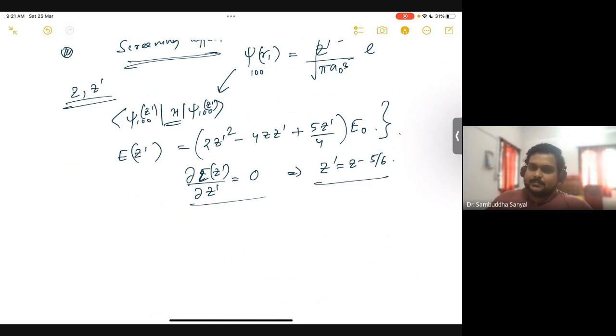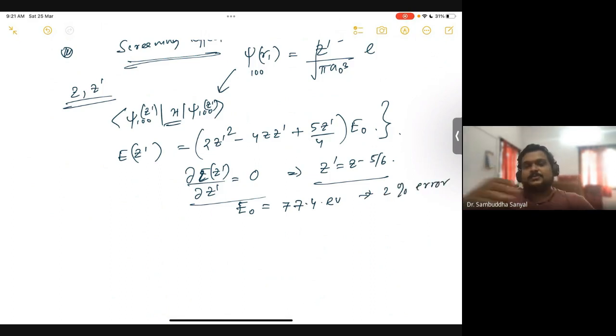So this you plug into your E naught, and your E naught becomes 77.4 electron volt. That is basically 2% error. So this is remarkably close to the actual result. Oh, sorry, forgot to mention this is the first order correction with the variational principle. When you fix it with this variational wave function instead of the original wave function, then you get a 2% error.